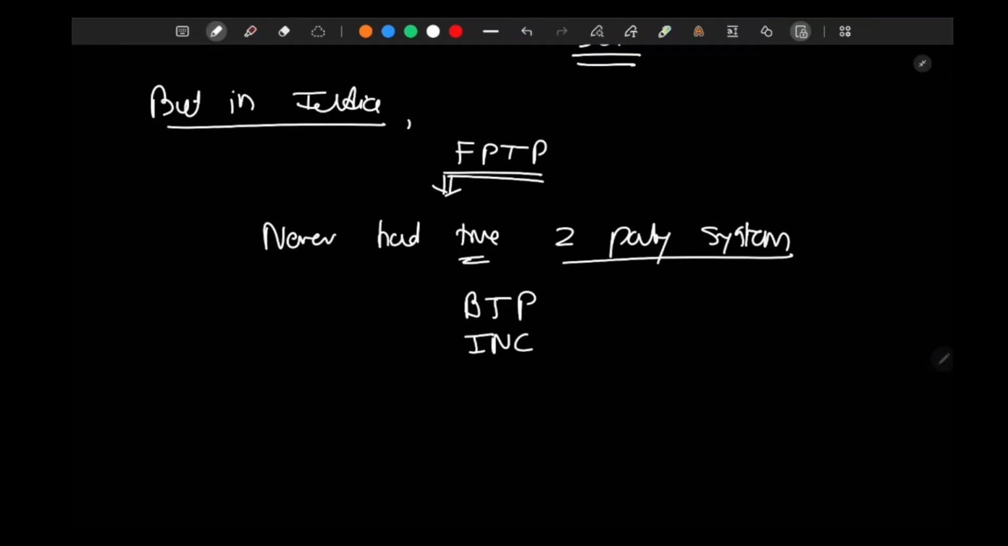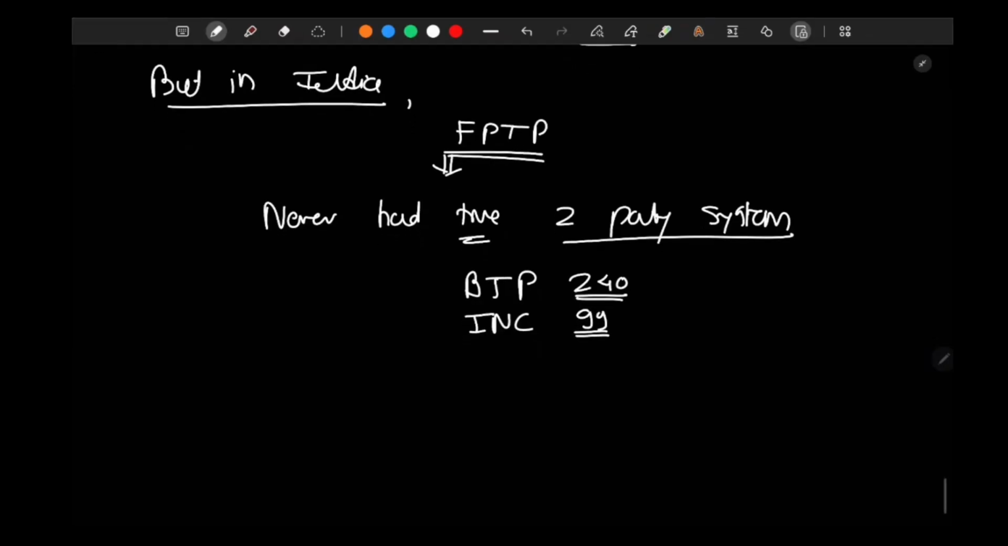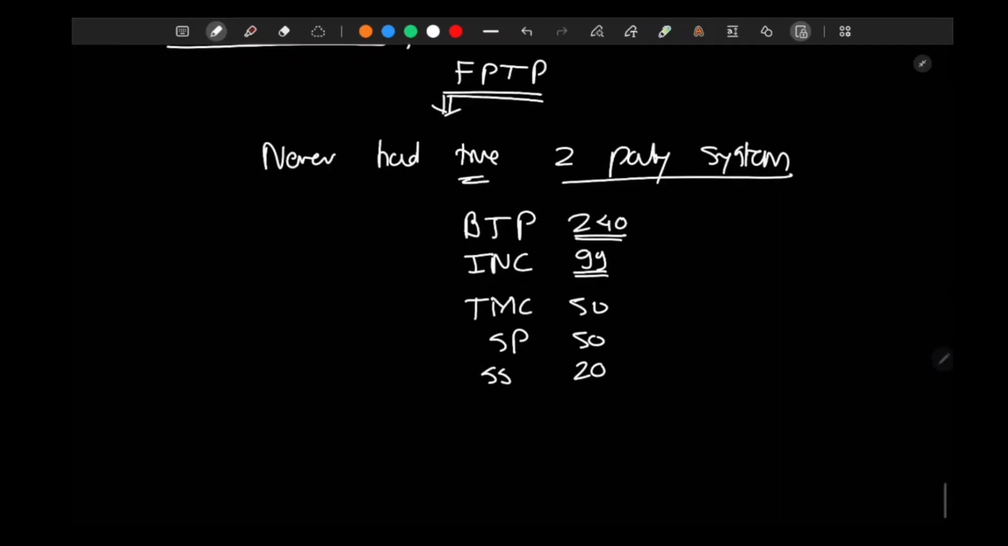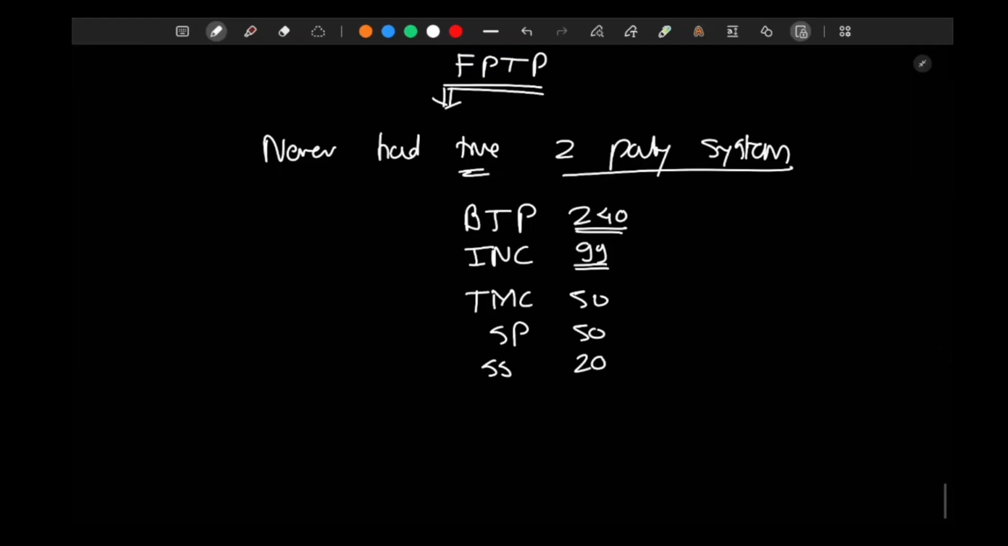right? BJP in the 2024 elections has got around 240 seats. INC got 99 seats, right? Proportionate to this, TMC has got around 50 seats. SP has around 50 seats. Shiv Sena has around 20 seats. I don't remember correctly, but Shiv Sena, the Uddhav one, right? Then NCP had some seats. So again, Nationalist Congress Party.